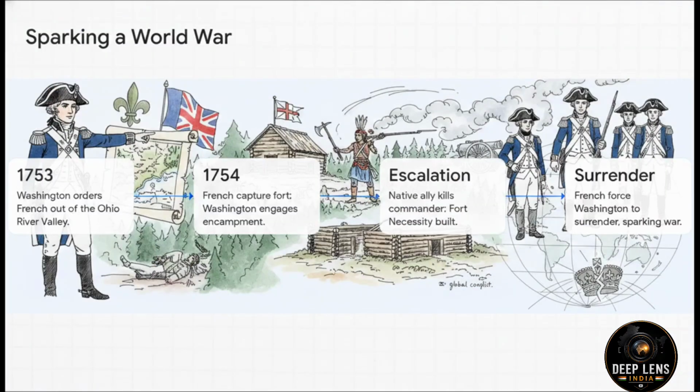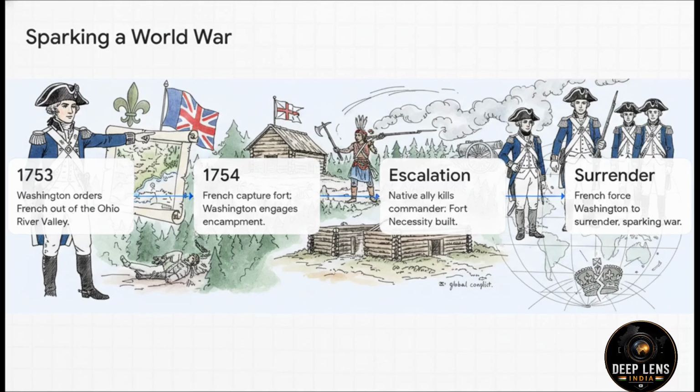Okay, so what started as a local skirmish in the North American woods completely exploded into the largest European land war the world had ever seen up to that point. It plays out like a movie thriller. Step 1. In 1753, a young Virginia major named George Washington is ordered to push the French out of the Ohio River Valley. Step 2.